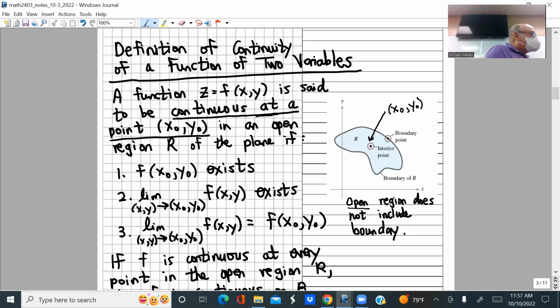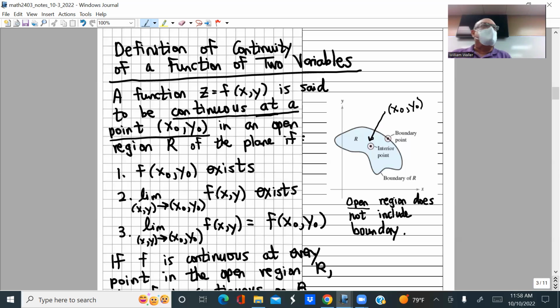Now, the other two things are what's harder to check. What this second thing says, and I'm going to illustrate this for you, is that if you take inputs that are approaching your given input, this is where you're trying to see if the function is continuous, then that limit has to exist.